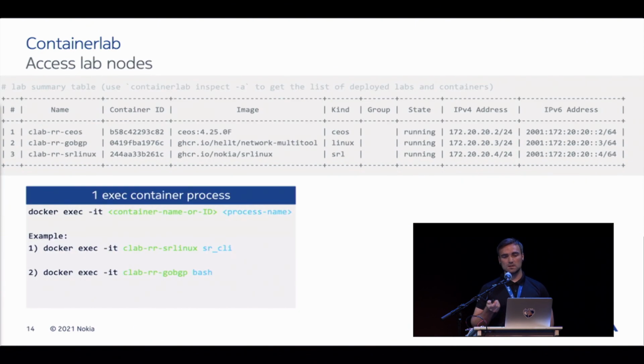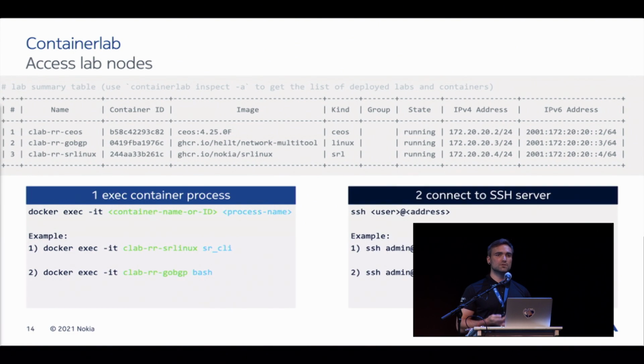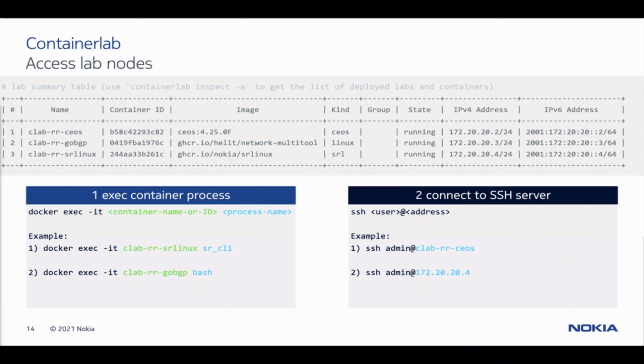Now when this lab is running and you have this Containerlab summary table with connection information, I wanted to show you how you can connect to those containers, right? These are containers, so we can use the typical exec process of the containers. We can say, I want to execute the sr_cli process in the container with the name clab-rr-srlinux. And that's how you get CLI access. Of course, you can also connect via SSH. Network operating systems run an SSH server inside, and containerized NOSes are no different.